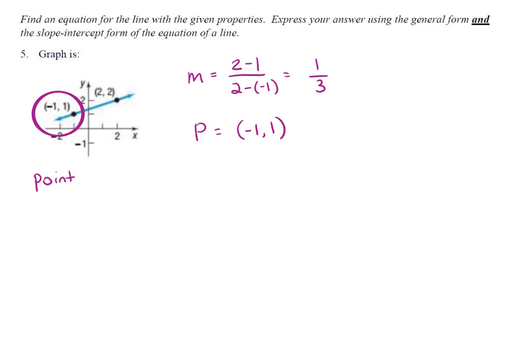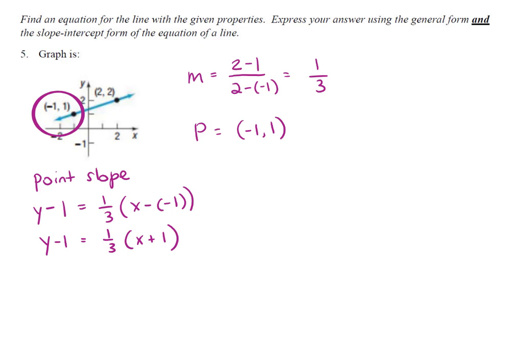Now I know that's not what's asked, but that's what we have the information for. So I'm going to go y minus y1 is equal to m times (x minus x1). And just simplifying what we have here, this is what I get in point-slope form. Now, like I said, that's not what was asked, so let's first change it to slope-intercept form. We're just going to do that by multiplying this out and then adding 1 to both sides.